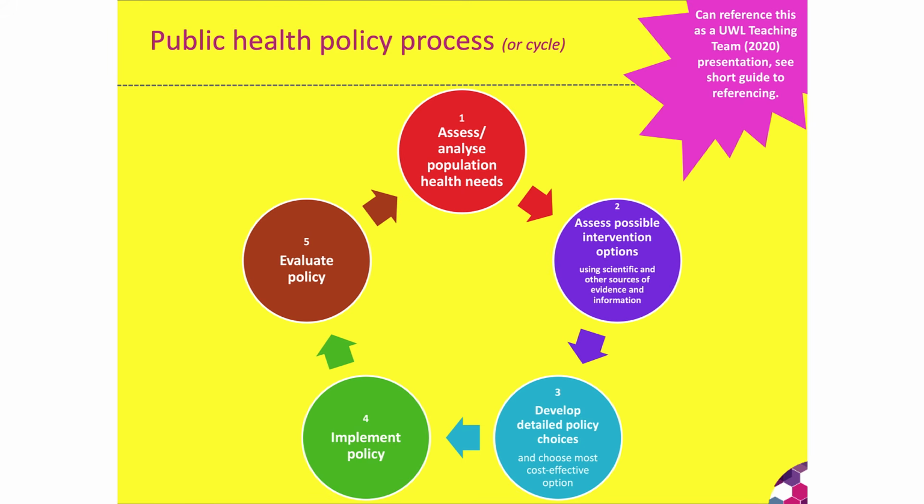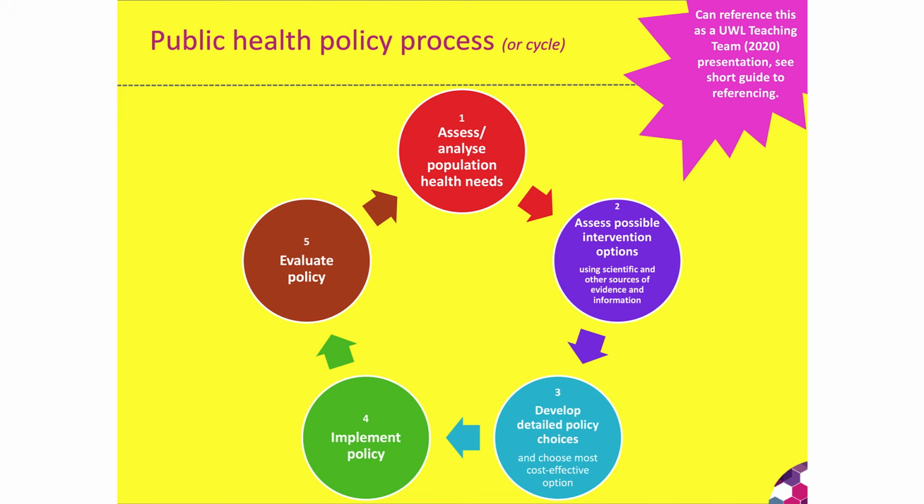So remember, you can think of the public health policy process as: first, assess and analyse population health needs, for something to come onto the agenda of politicians. We then assess possible intervention options using scientific and other sources of evidence and information, including evidence from communities. We then develop detailed policy choices and choose the most cost-effective option.